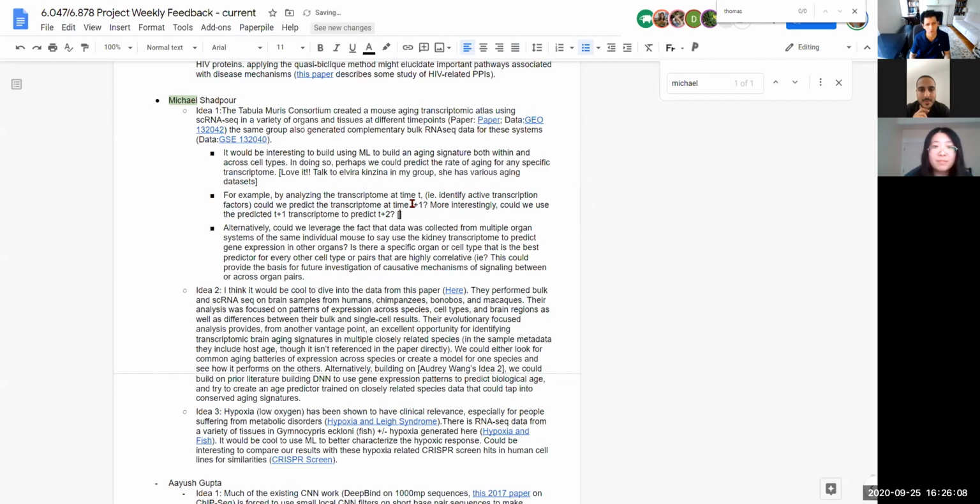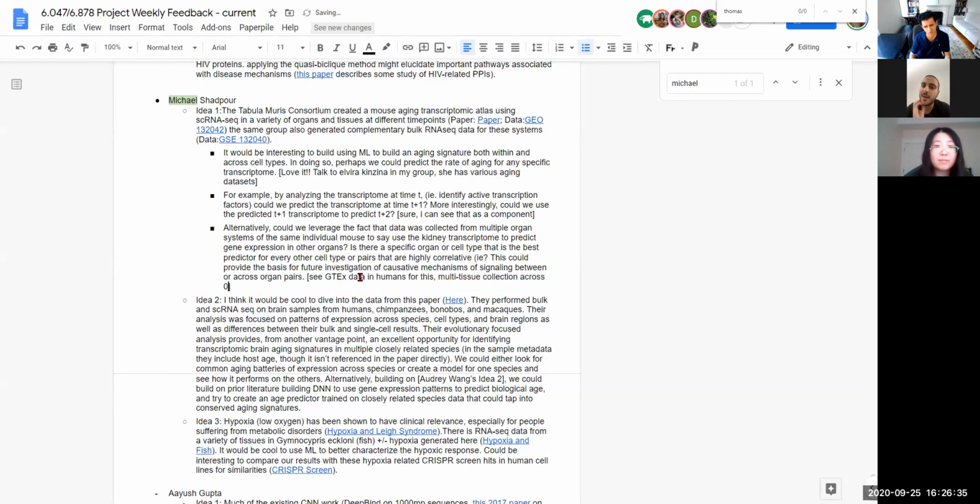Yeah, sure, I can see that. Leverage the fact that the data was collected from multiple organ systems of the same individual mouse. So see GTEx data in humans for this multi-tissue collection. Yeah, I'm familiar with the GTEx project. It's basically the human equivalent. Yeah. So, you can have aging as the phenotype.